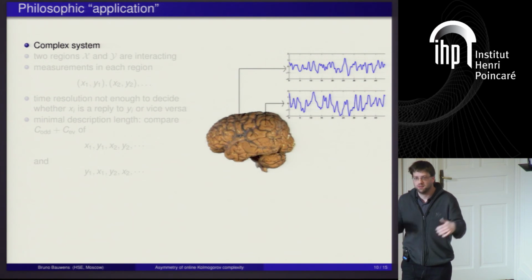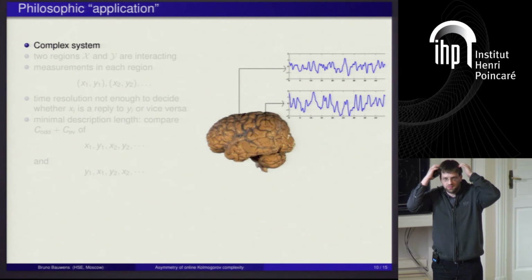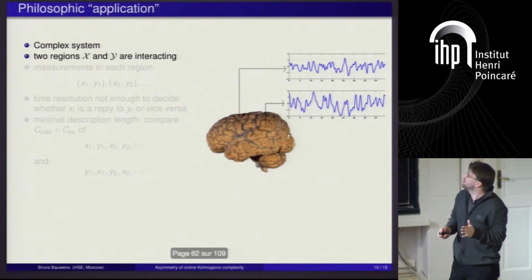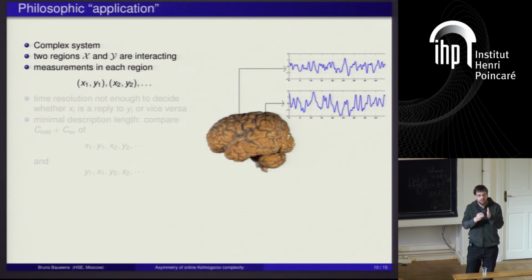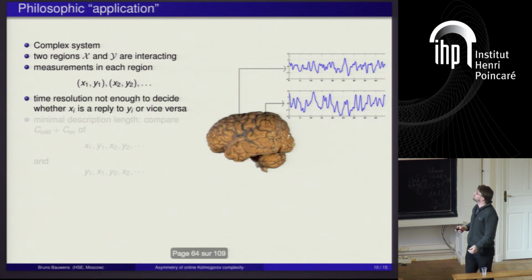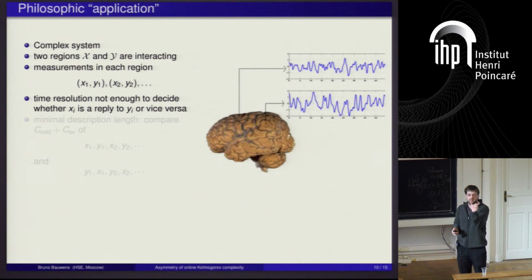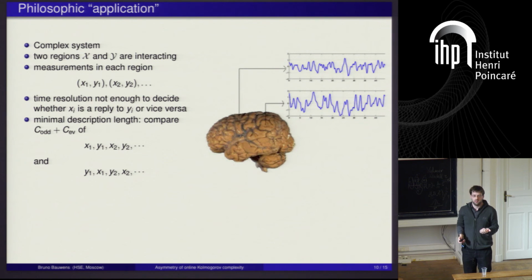Okay, so imagine there is some complex interacting system, for example a brain, and you measure electric activity from 2 different areas at regular intervals. So you get some measurements. But unfortunately, the timing of the intervals is not enough to see the communication, right? So the time resolution is not enough. You just get pairs, but you don't know whether X is a reply to Y or Y is a reply to X. So then we can use a minimal description length argument.